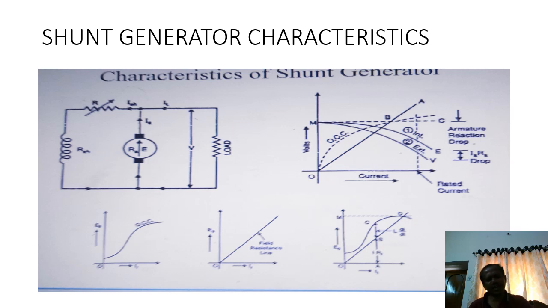Separately excited generator characteristics. We are connecting a separate DC source to the field winding, and with the effect of that, we calculate the field current If equal to V by Rf. There is a field current passing in the circuit.